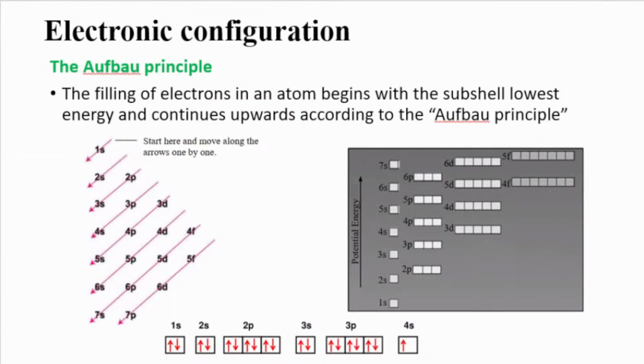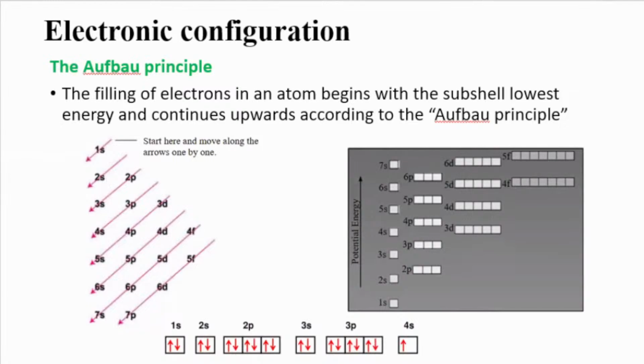That means when we talk about subshells, they also contain different types of energy. The scientist Aufbau stated that the filling of electrons in the orbitals in an atom begins with the subshell which has the lowest energy and continues upward, according to the Aufbau principle.